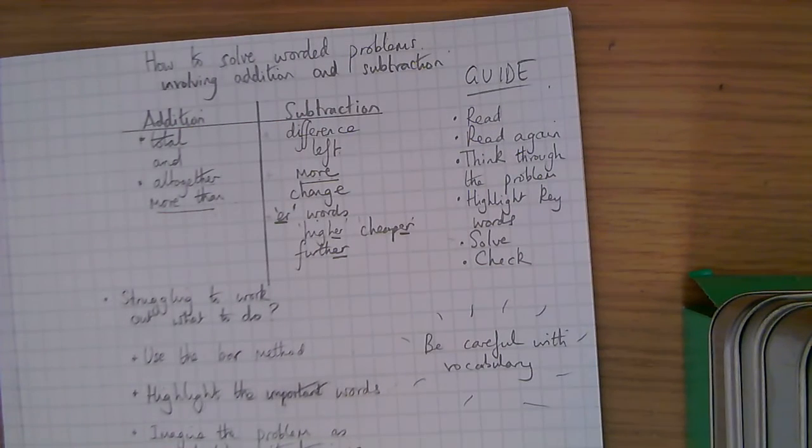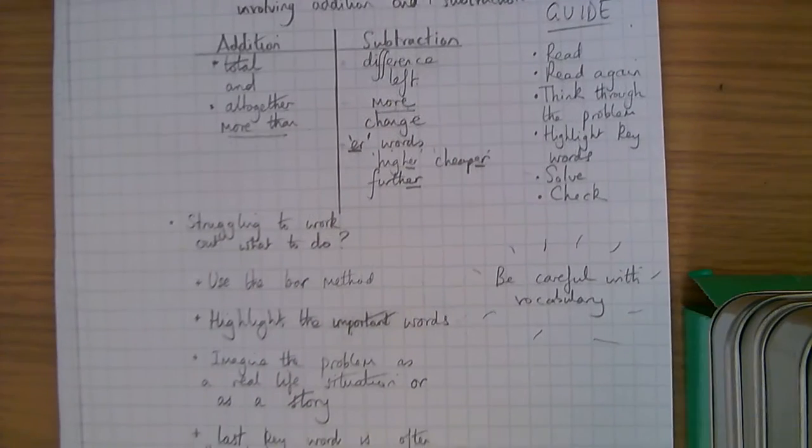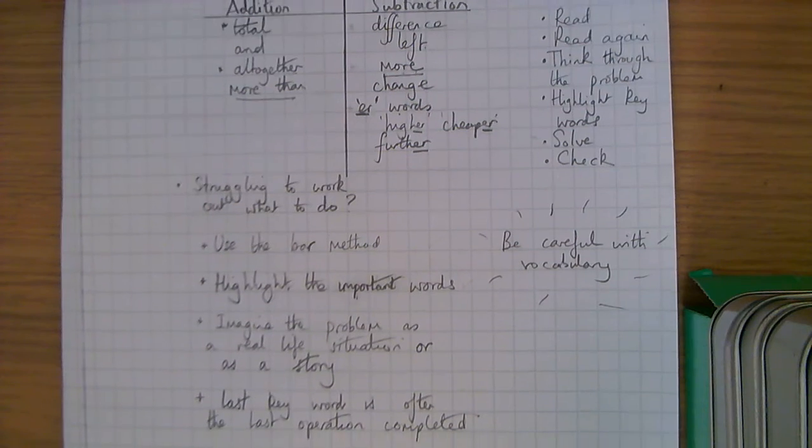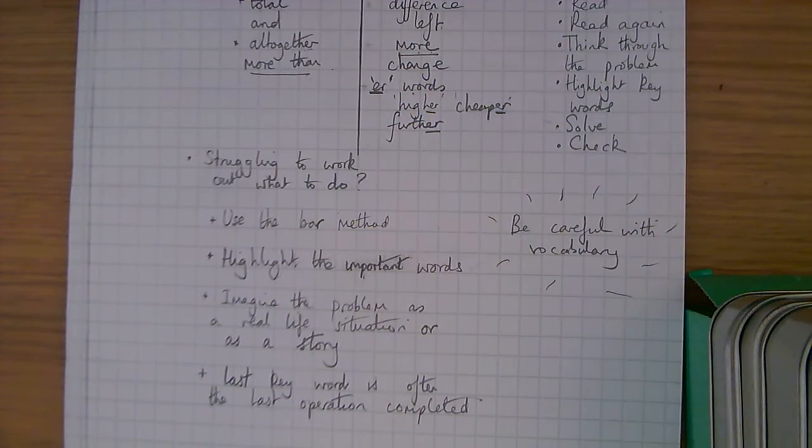It's not just about identifying the key words. They will give you an idea of what to do, but you've got to read the question really carefully and work out exactly what to do. Now, if you're struggling what to do, you can do the following. You could use the bar method. I'll show you how to do that on a couple of questions in a minute. You could highlight the important words. You could imagine the problem as a real-life situation or a story. And the last word is often the last operation to be completed.